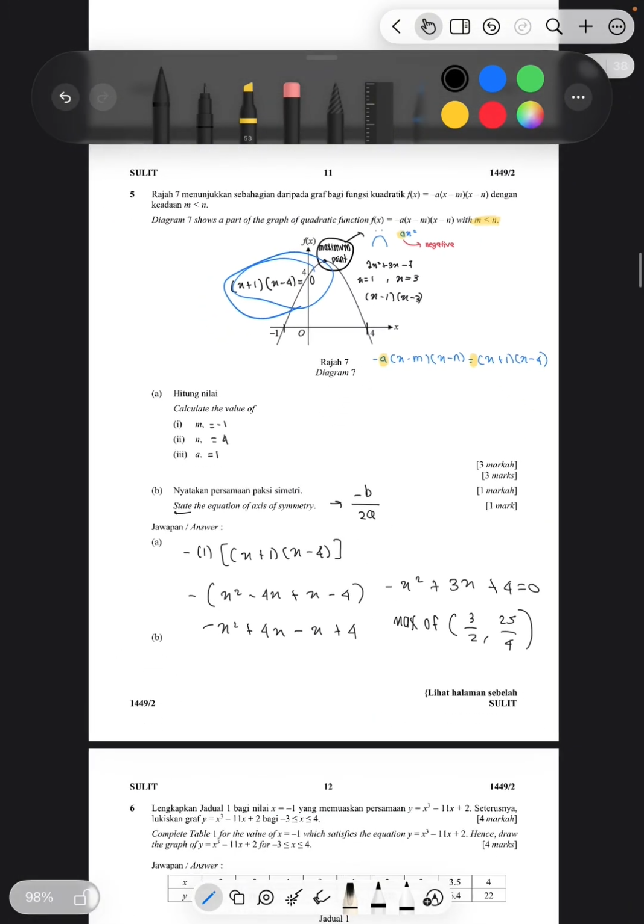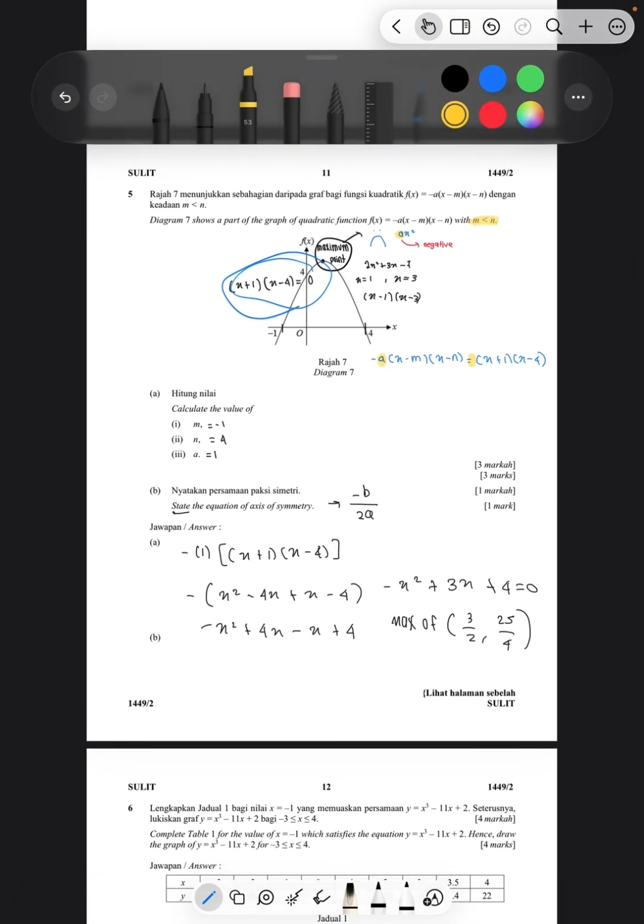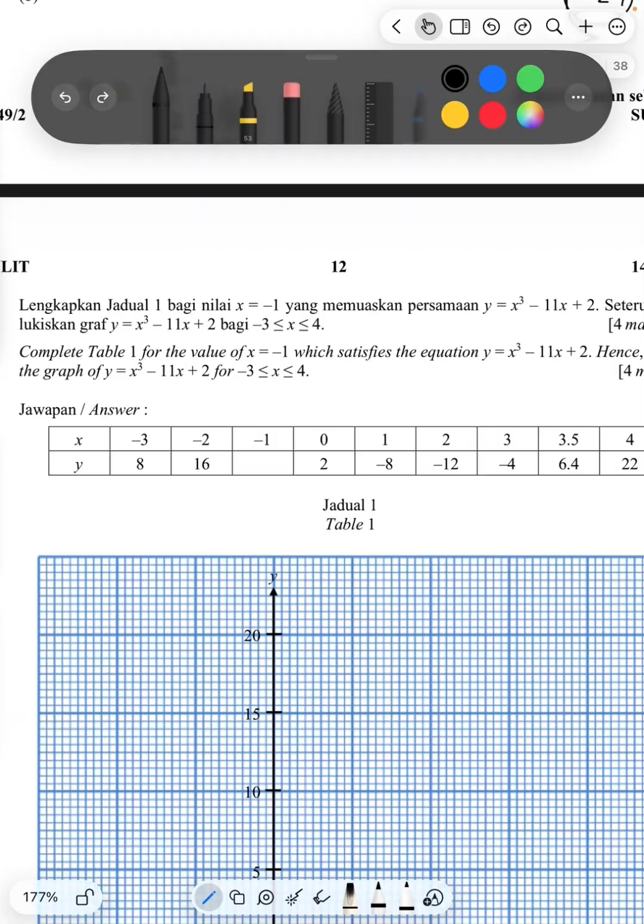So they want equation of axis of symmetry. Equation of axis of symmetry is x. Oops, not 0. X equals to what? So this is our x. X is equal to 3 over 2. And you have to put x equals to, because they want us to state the equation.